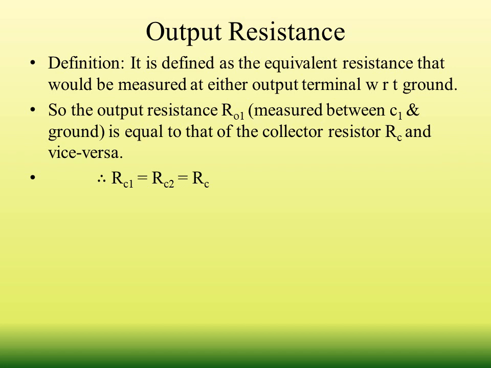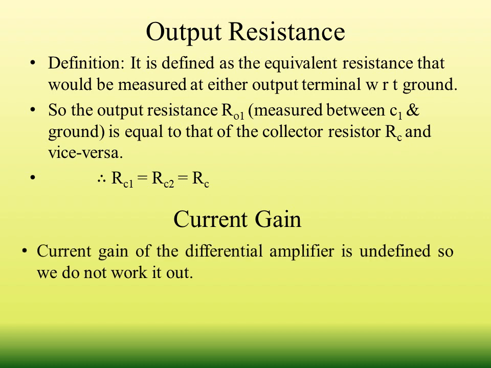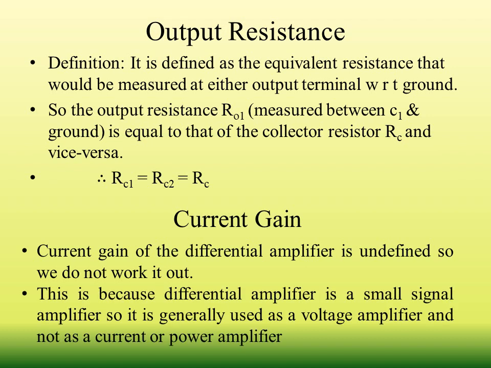Now the fourth parameter that we calculate in AC analysis is the current gain. The current gain of the differential amplifier is undefined, so we do not work it out. This is because the differential amplifier is a small signal amplifier, so it is generally used as a voltage amplifier and not as a current or power amplifier. So we generally do not need to calculate current gain.